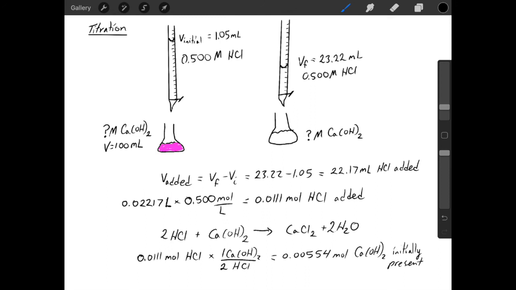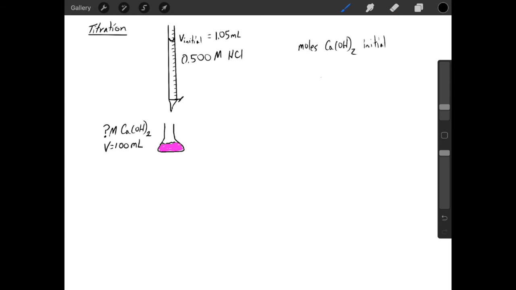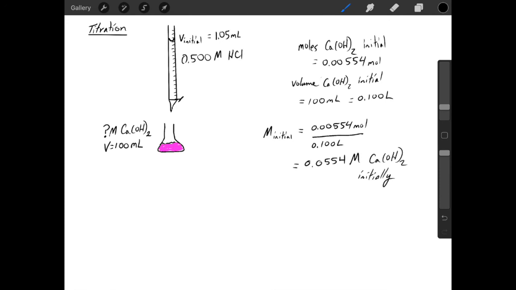And the final step in our standardized titration format is do something with the moles of the unknown compound. And this can vary. It really depends on what the question asks. In this example, the concentration of the calcium hydroxide initially was unknown, so we might as well figure out what that unknown concentration was. So we know that our number of moles of calcium hydroxide before we did anything was 0.00554 moles. We know that we started with 100 milliliters of calcium hydroxide solution, which is just 0.1 liters. And we can work out the concentration in molarity, which is just moles divided by liters. And we can find that the original concentration of our calcium hydroxide was 0.0554 molar.